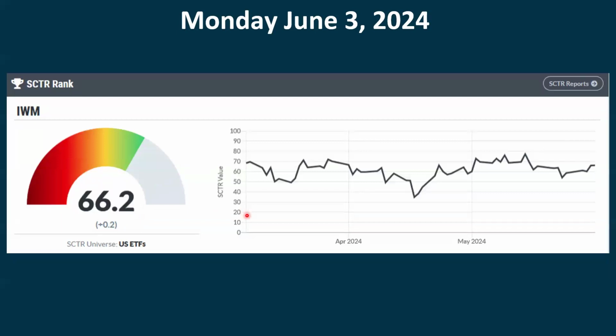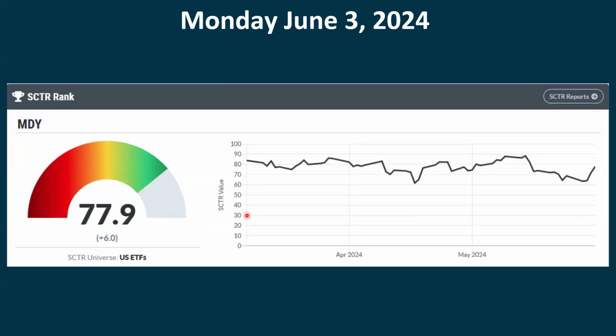Then we've seen a bit of an improvement here. These are the small caps, and they've been a real frustrating area in 2024. They're coming in third place at 66.2. Then we had the mid caps, which for a while, especially after January, would go a number of weeks and be the strongest index that we were following. We're seeing some weakness in this area right now. They're coming in fourth place at 77.9.